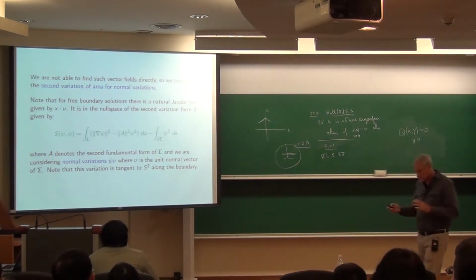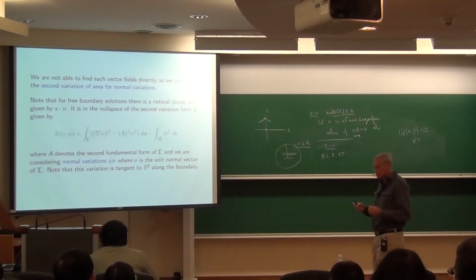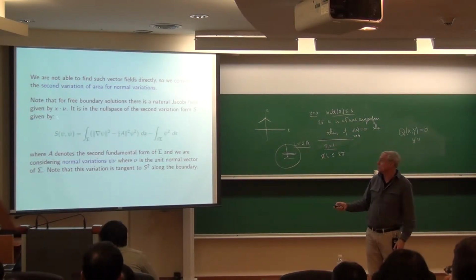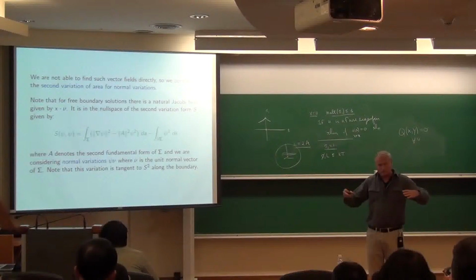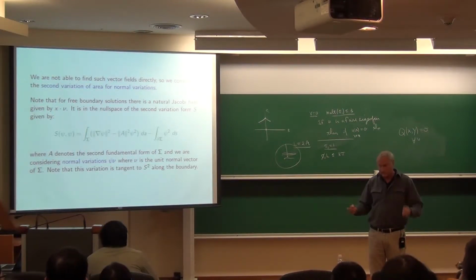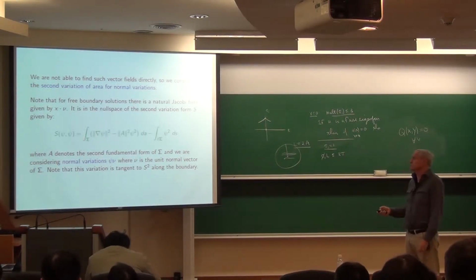The key is to understand the relationship between the quadratic forms Q and S. Notice Q has a natural null vector, namely the rotation field. S also has a natural null vector, which is the dilation vector field, x dot nu. So x generates dilations, and if you take the normal component, that's the corresponding Jacobi field on the surface with the free boundary condition. So that's in the null space of S.